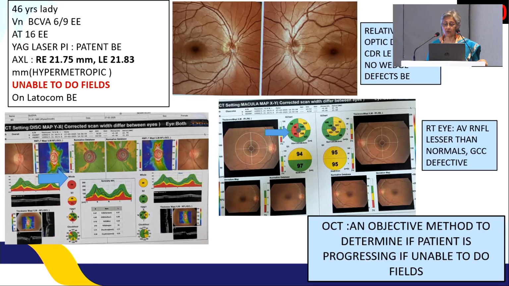So what does OCT do? It's an objective method to determine if the patient is progressing, if the patient is unable to do fields. So this is a very good method.